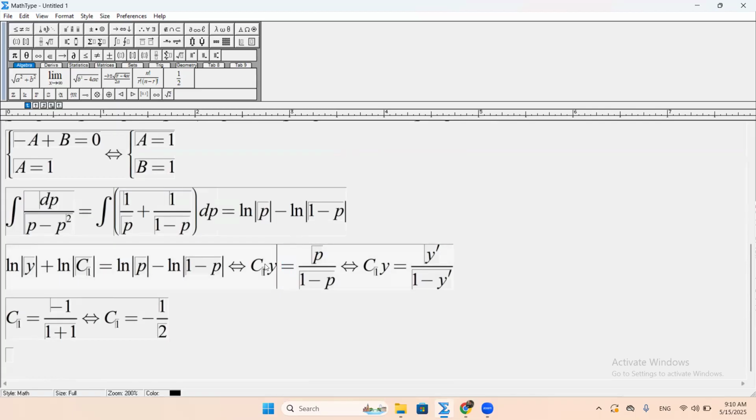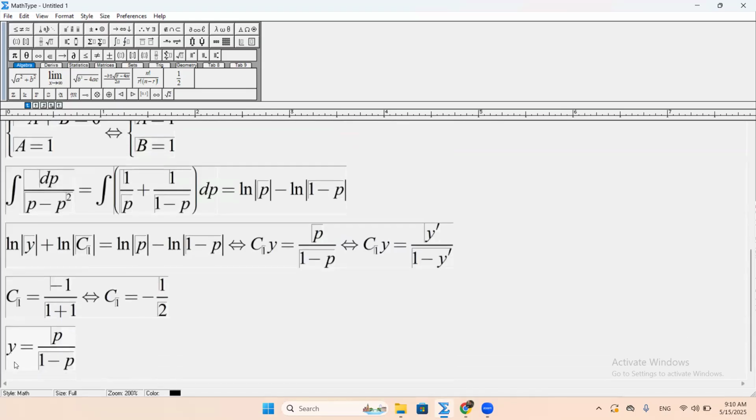So we received the next solution in the parametric form. So minus 1/2 y equals p over 1 minus p. And actually, that's all what we can do now here. Maybe any questions about this exercise?